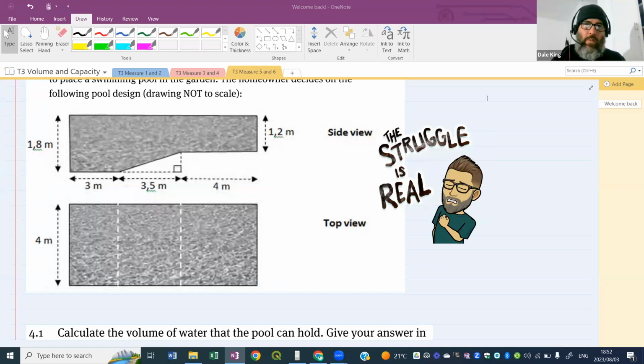There's no formula. Can you do it without a formula? This is the last capacity volume question from me. All right, try it. There are the dimensions. What's the volume of this pool? Oh, I'm nervous.